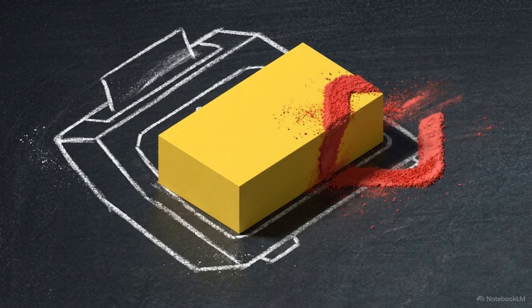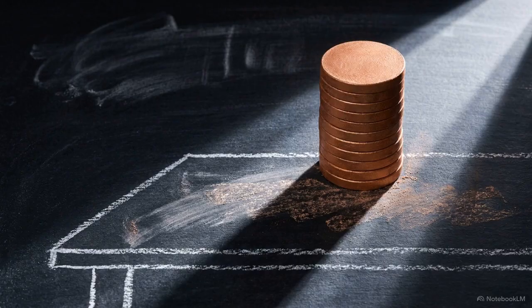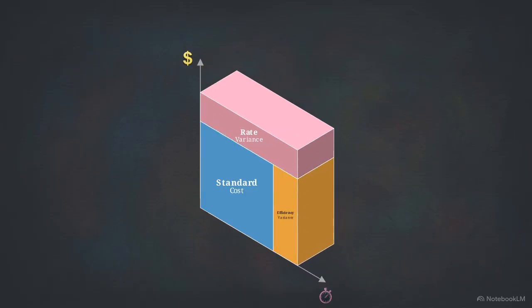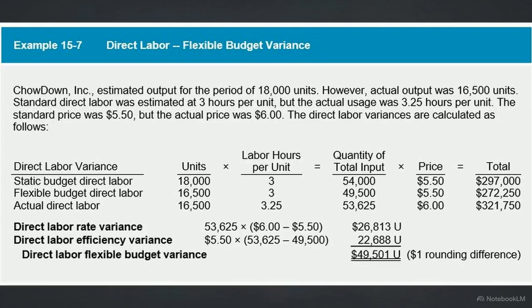actual hours worked. It is crucial that this formula multiplies against the actual hours, the full new width of the shape, not the standard hours. The company had to pay that higher wage for every single hour the workers were physically on the clock, including the overtime hours from the efficiency delay.